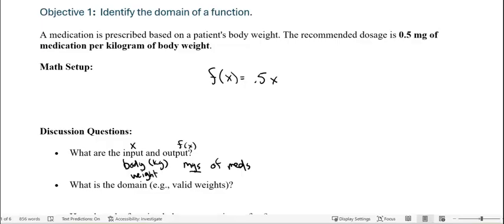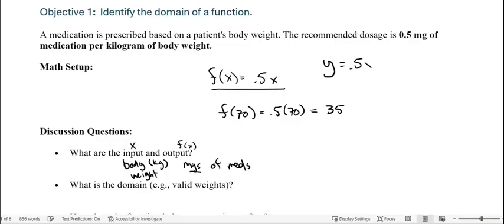Okay, so if I weigh 70 kilograms, I plug that in. Input, body weight in kilograms. Output, whatever you get when you do the operation of the function. In this case, take half of the body weight, and that's 35 milligrams. Okay, so this is function notation. This is f of x. Sometimes you'll see this as y equals 0.5x. You might have seen that before. These are really the same thing. This is just different notation for the output.